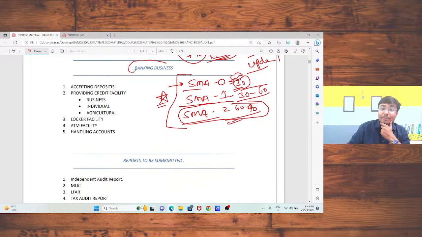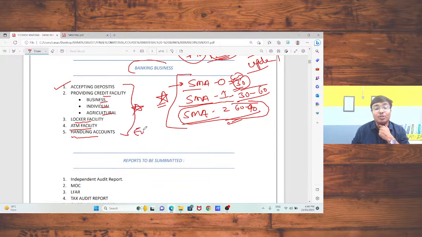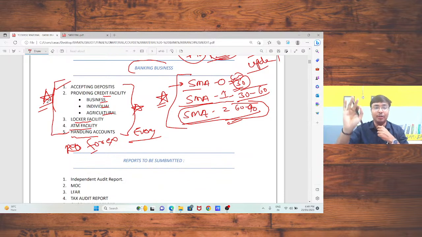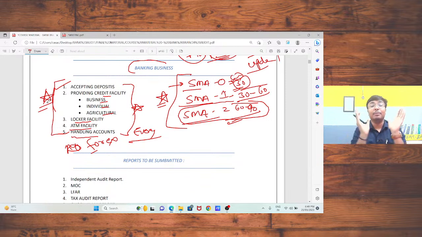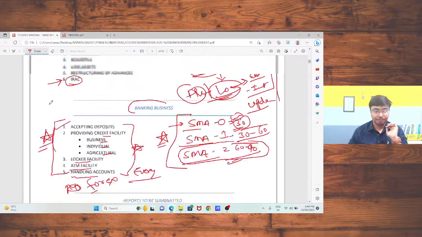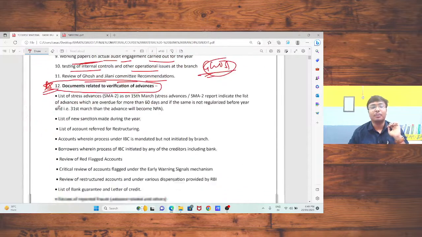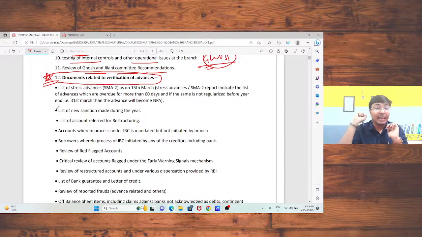Banking business, you should know the banking business. First, the bank is accepting deposits and providing credit facilities to individuals and agriculture. Also the bank provides locker facilities, ATM facilities, and handles the accounts. These are the businesses normally every bank is doing. Certain banks also deal in forex. But normally these are the banking businesses which we find during our bank branch audit. So these are the things on which we should provide our report, or do the audit. Okay sir, this is just for our knowledge, so that you get the point of what SMA means, what NPA means, and what restructuring means.